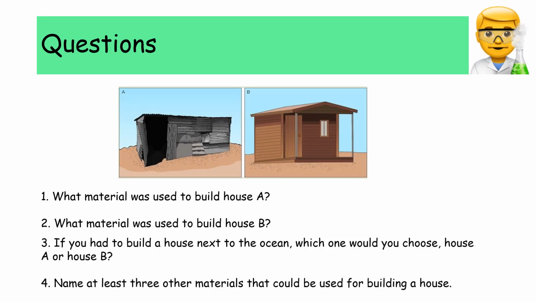What material was used to build house A? What material was used to build house B? If you had to build a house next to the ocean, which one would you choose, house A or house B? Name at least 3 other materials that could be used for building a house.